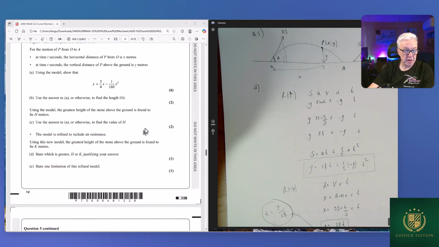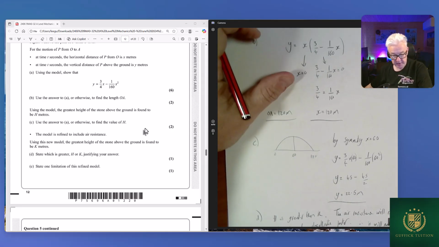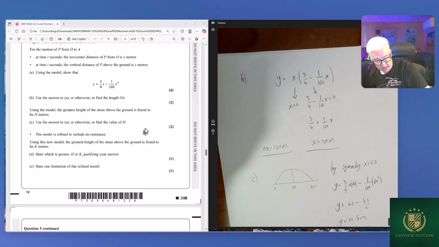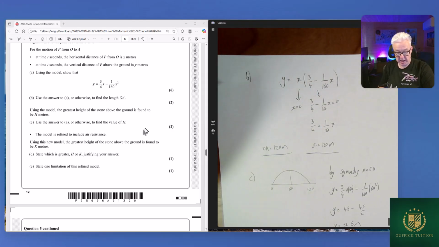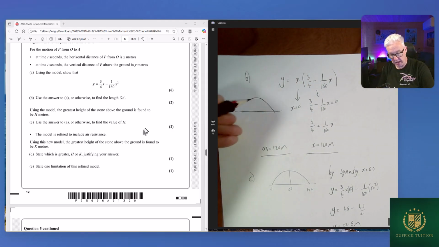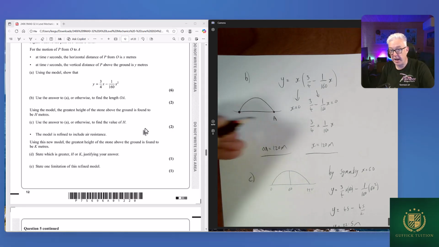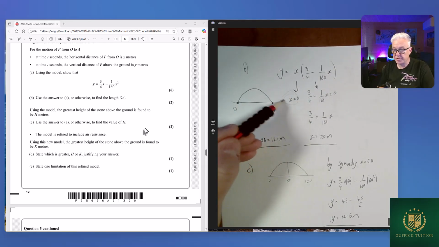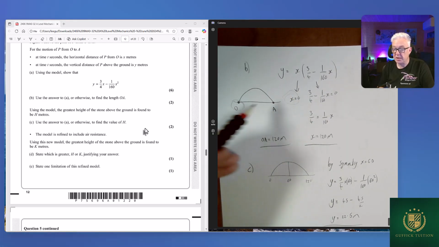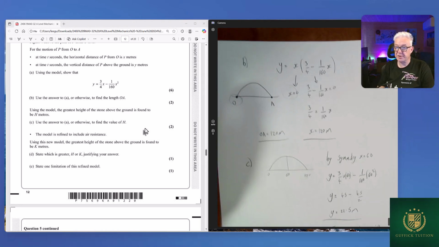Use your answer to part A or otherwise to find out what the length OA is. Okay, now the length OA is going to be when our y value is 0. Because we're going to have 0 when it's projected and 0 when it lands at A. So therefore, this equation will equal 0. This is our trivial solution. That is when it's projected. So therefore, that y is going to equal 0 when this bracket equals 0.